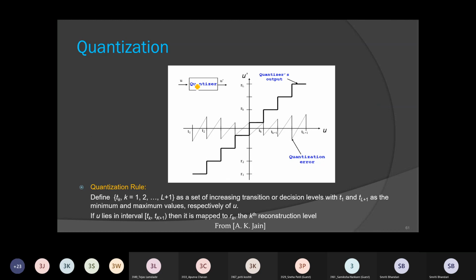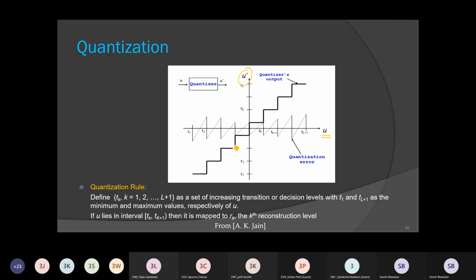I'll demonstrate this with the help of one diagram. So see here, what is quantization? We are having here one quantizer, okay? And this quantizer accepts input u, and this quantizer is producing the output u dash, okay? And we are having some quantization rule. So what this rule says, see here, this x-axis. What is there on the x-axis or horizontal axis? The input u. And what is there on the vertical axis? U dash. And that is our output of the quantizer, right?